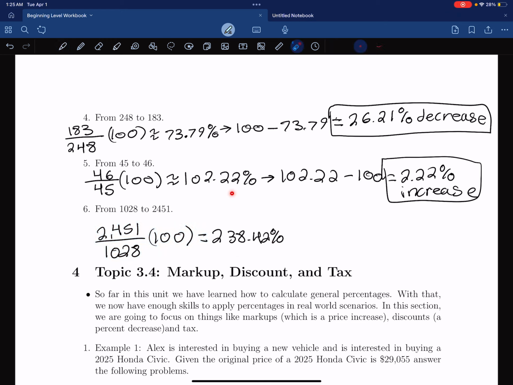Now, because this value is greater than 100, we know we have a percentage increase because our new value is larger than the original. So we are going to take 238.42. We're going to subtract that by 100, which will get us 138.42%. And this is an increase.